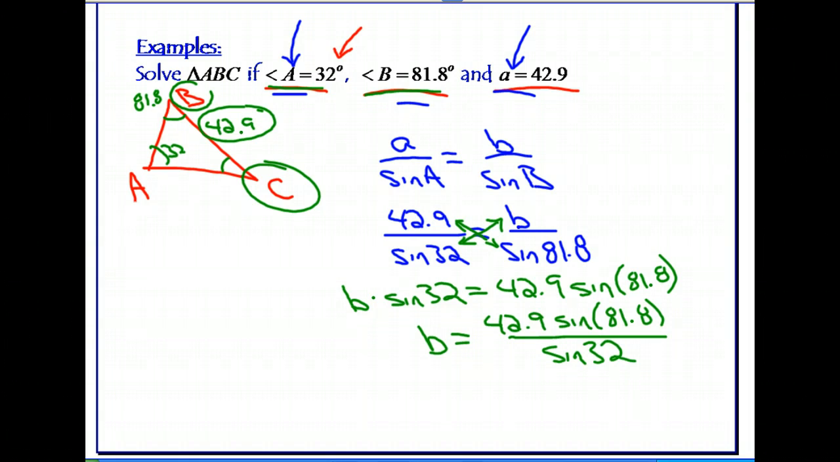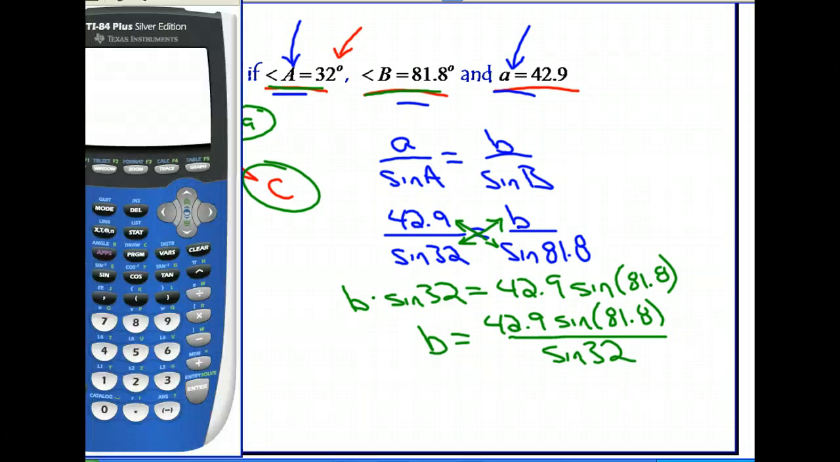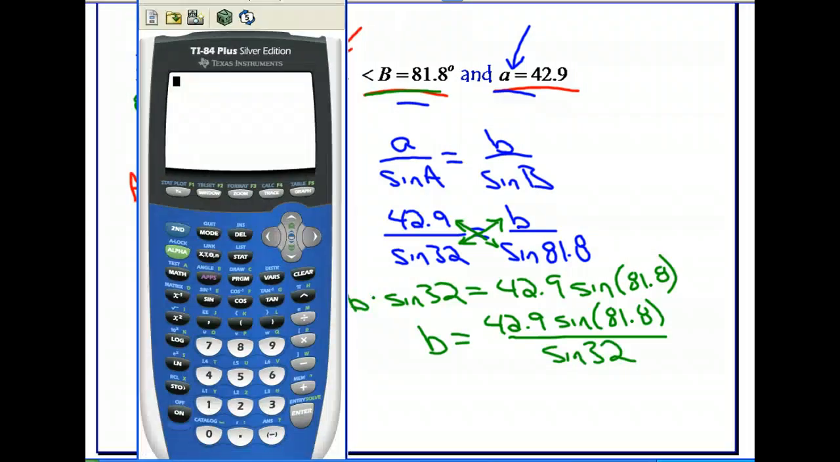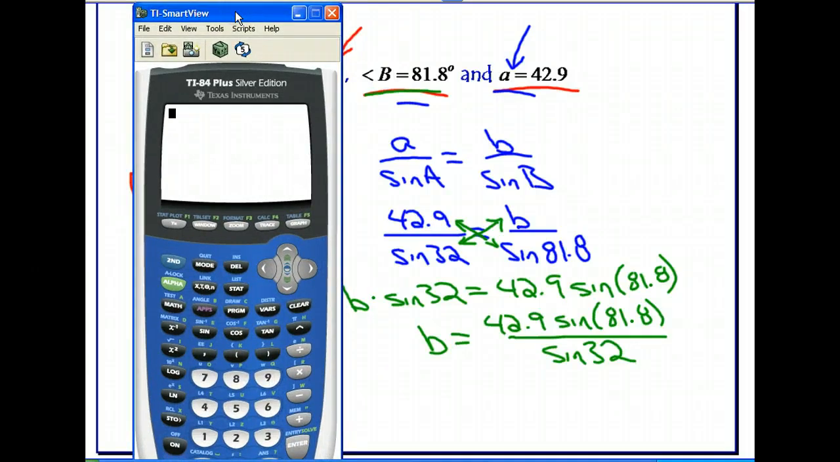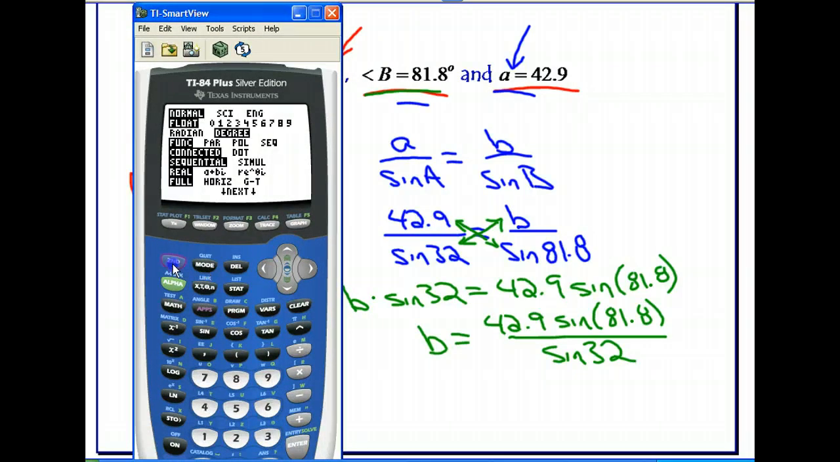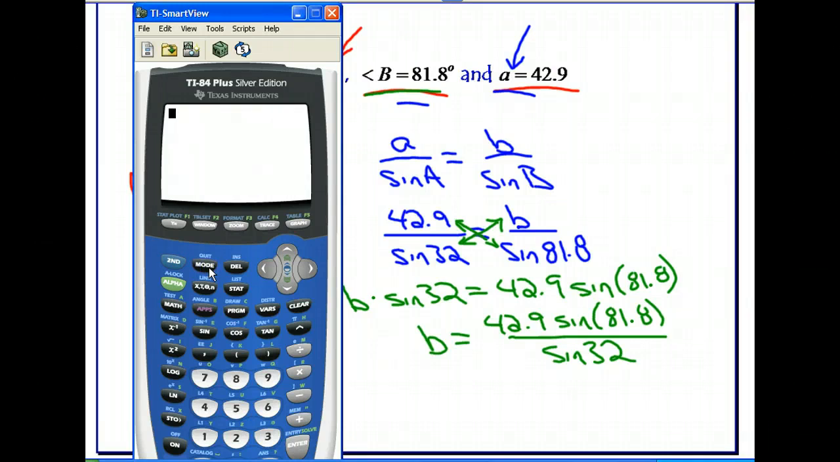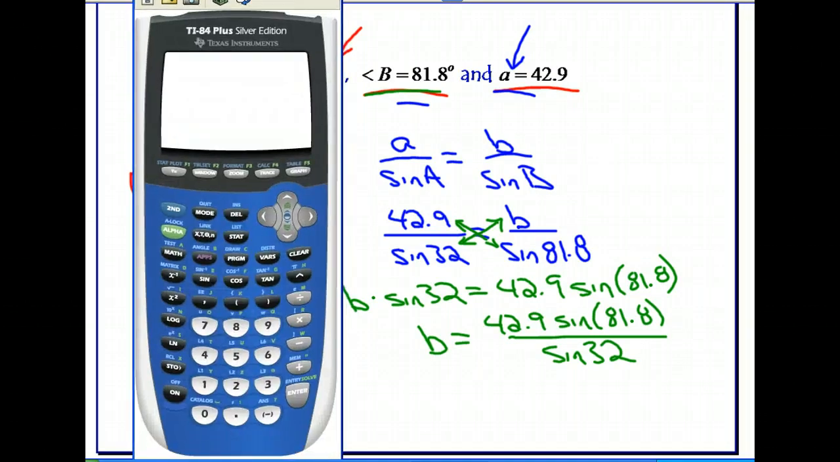Okay, let's pull up our calculator and see what we get for that answer. And again, just double check your mode. Make sure your mode is in degrees. This mode looks like it's in degrees. And now let's try this. I've got to raise this just a little bit so it all fits on here. Let's go 42.9, I've got sine 81.8, and I'll divide it by the sine of 32.